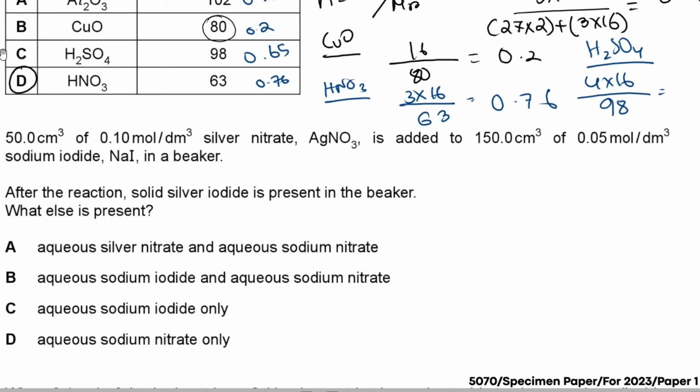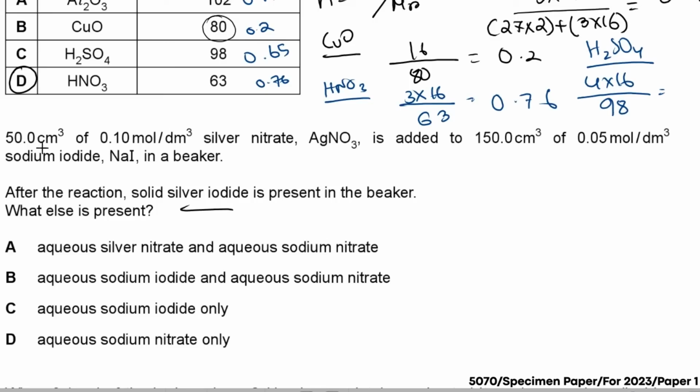Moving on to the next question. 50 cm cube of 0.01 mole of silver nitrate is added to this much of sodium iodide in a beaker. After the reaction, solid sodium iodide is present in the beaker. What else is present? Over here we have to find out the excess reagent and the limiting reagent. That means after the reaction, we're obviously going to have the product, and we're going to have the excess reagent as well, or the unreacted amount of the reagent.